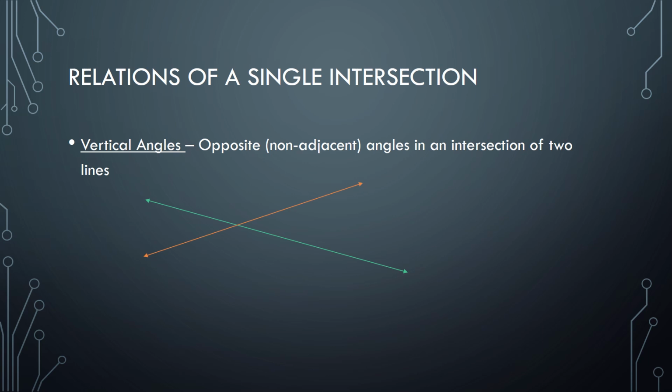Next, we have vertical angles. Now, it's kind of hard to pick these out if there's more than two lines intersecting, so I'll just keep it to two lines intersecting. These are the opposite angles in an intersection. As we see here, 1 and 2 are the non-adjacent angles in this intersection. So those are vertical angles. Likewise, we have 3 and 4. Those two are non-adjacent, so these are vertical angles. So 1 and 2 are vertical angles, and 3 and 4 are vertical angles.